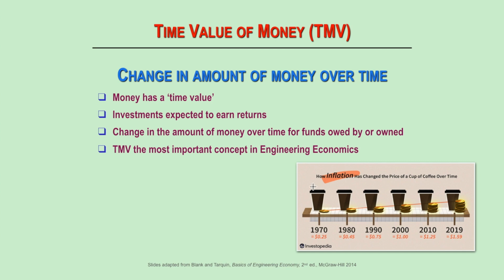The price of a cup of coffee in the year 1970 was 25 cents. Just a decade later, in 1980, the price of the same cup of coffee has almost doubled to 45 cents. And by the year 2019, the price of that same amount of coffee, same volume of coffee, and presumably same ingredients that go into the cup of coffee has increased to $1.59. This means that over time, you would require more money to buy the same quantity of product or service. So this shows that the value of money changes over time.